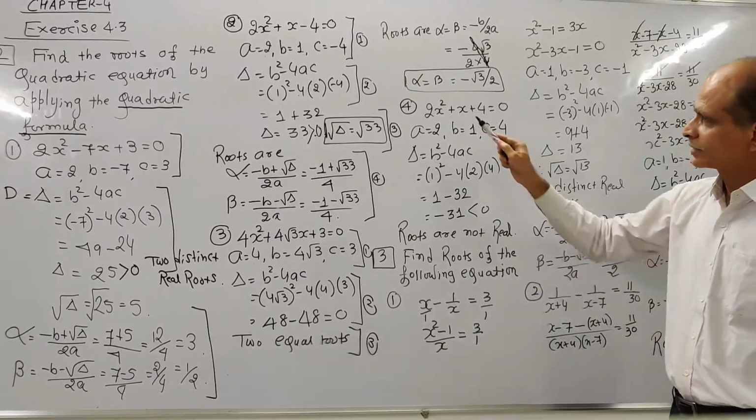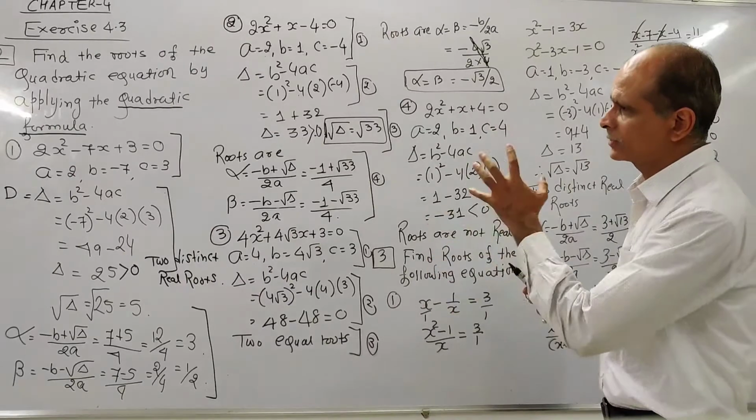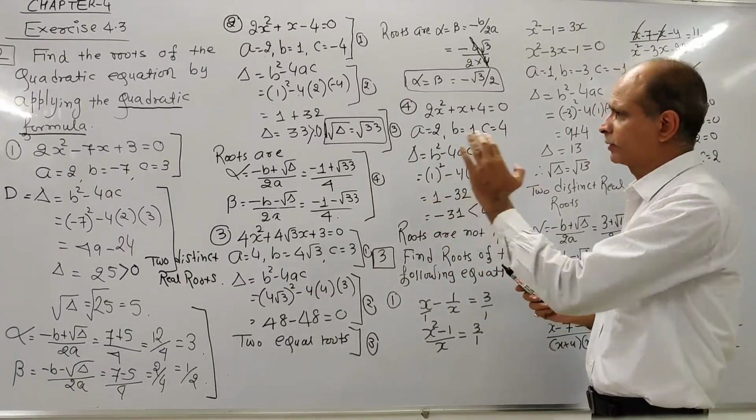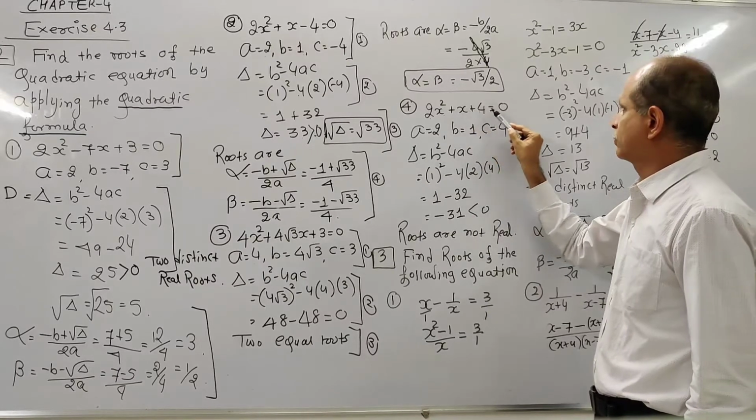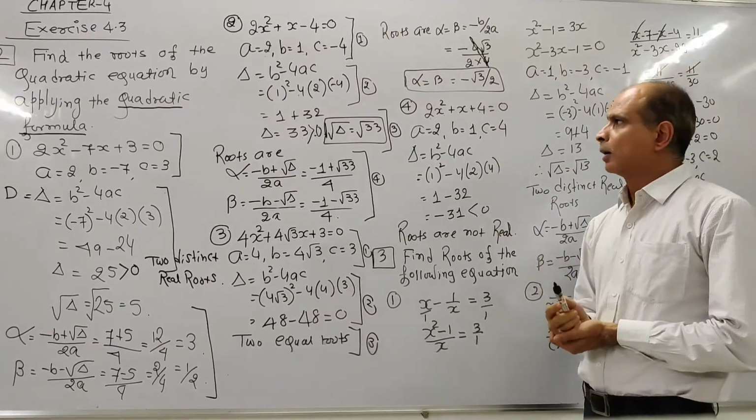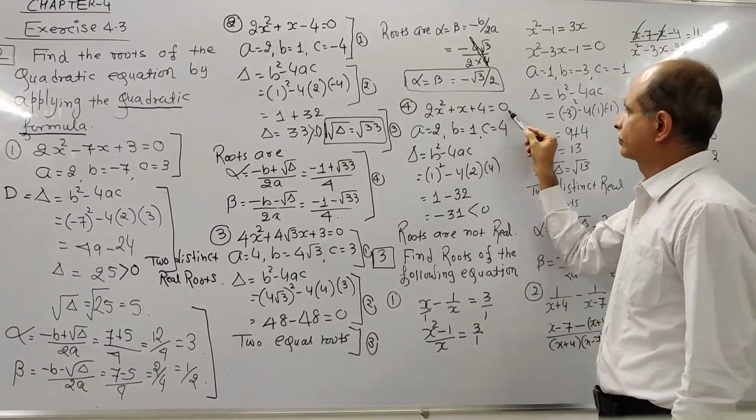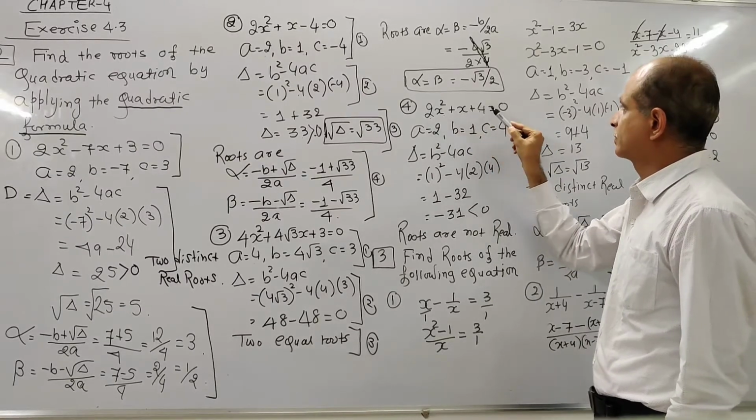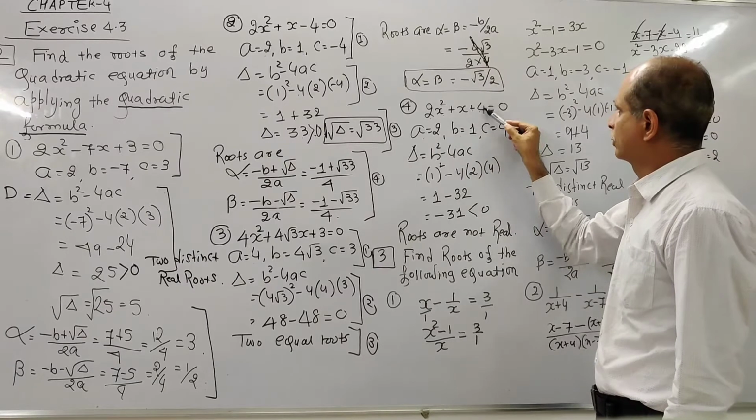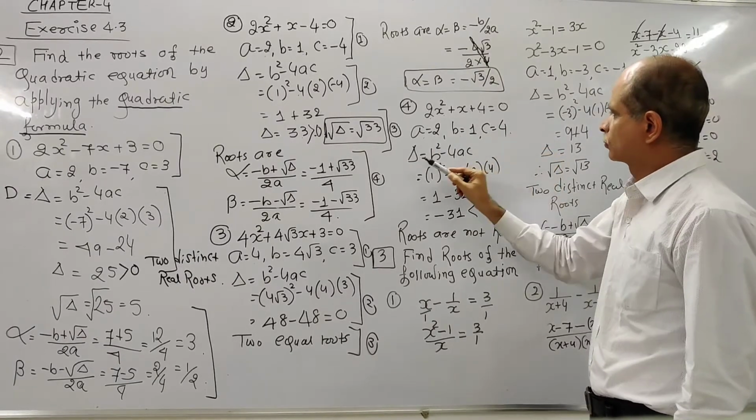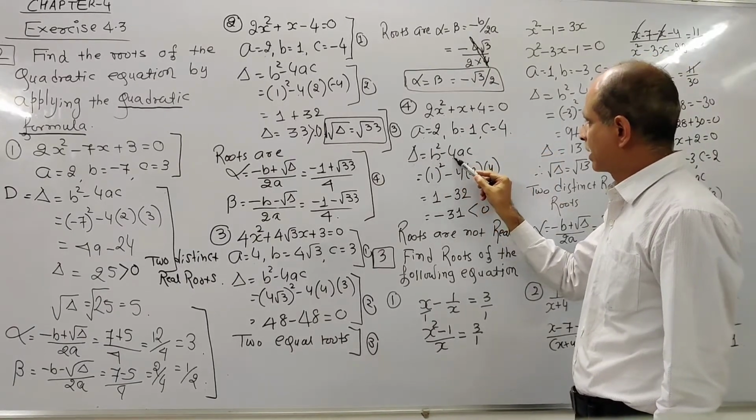Well, now let me start example number 4. It is on the same formula, that is quadratic formula. 2x square plus x plus 4 is equal to 0. If you compare this equation with ax square plus bx plus c is equal to 0, a is equal to 2, b is equal to 1 and c is equal to 4. So delta is equal to b square minus 4ac.